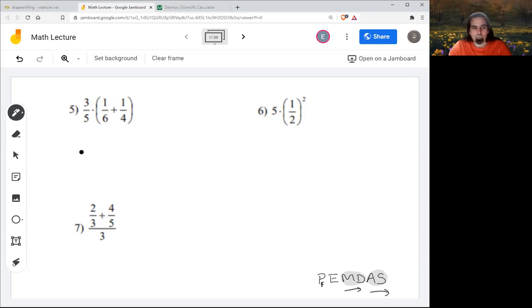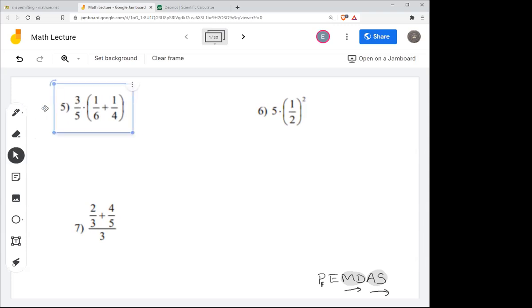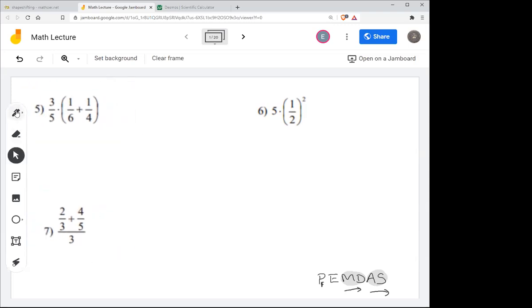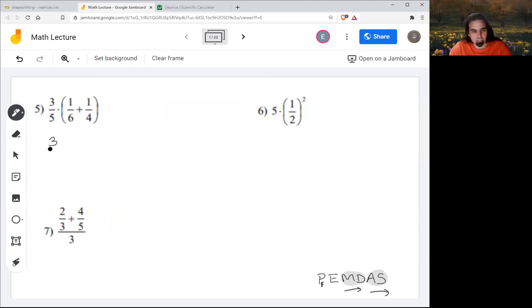So number 3, where will I start? I'm sorry, not number 3, number 5. I'm looking at it. Parentheses? Yeah, let me move these over here. So parentheses, the 3/5 is just waiting its turn. So what is 1/6 plus 1/4?